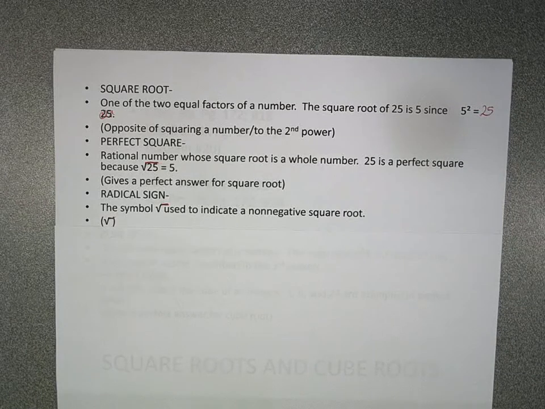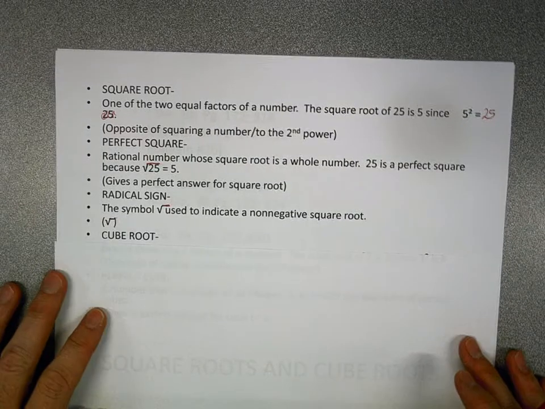Okay, so we've talked about a square root. We probably could have started with a radical sign, but a radical sign is used usually whenever you're dealing with square roots. If it comes out with a perfect answer, it's called a perfect square. However, there is something also called a cube root.